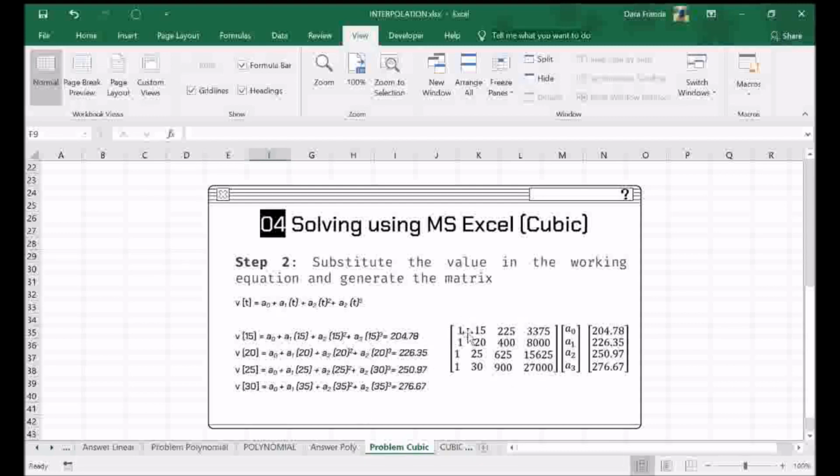Here is how I made the matrix. Again, for v15, just put 1, A1 is 15, A2 is 15 squared, which is 225, and A3 is 15 cubed. So on and so forth, as you can see. That will create a 4 by 4 matrix. For its corresponding values, we can see a 4 by 1 matrix. Now we will compute for the 4 A values: A0, A1, A2, A3.